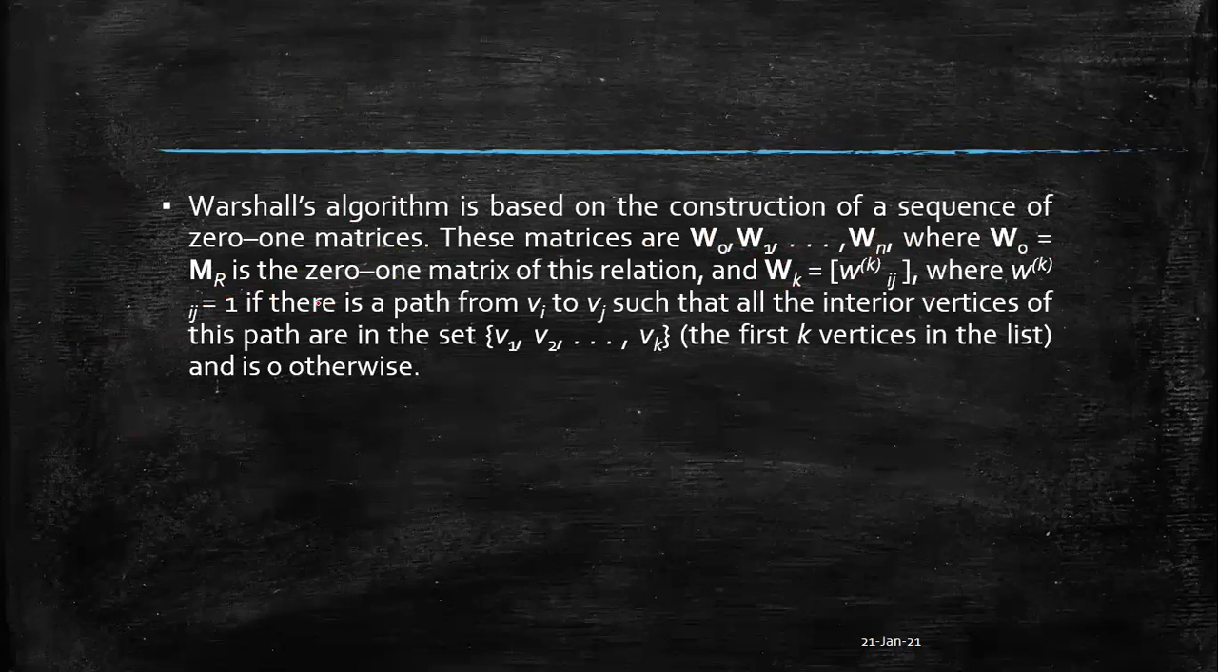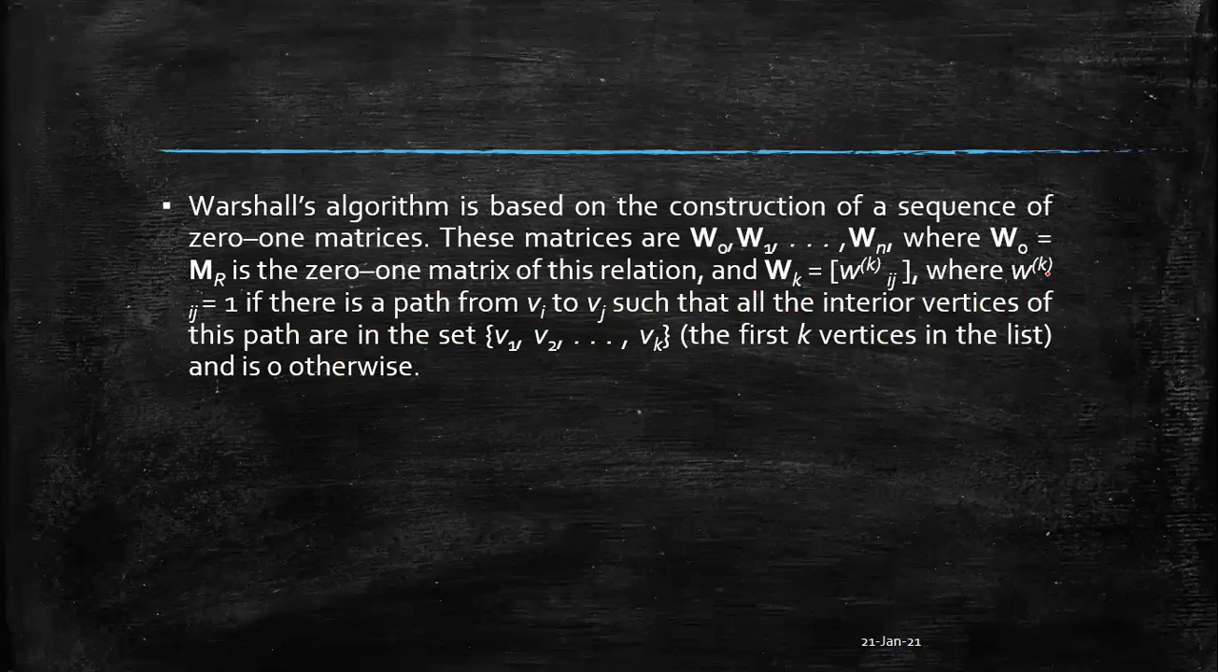Now from this W0, what we try to do is create a matrix Wk, where Wk of ij is equal to 1 if there is a path from some vertex vi to some vertex vj such that all the interior vertices of this path are in the set of the first k vertices in the list, and is 0 otherwise.